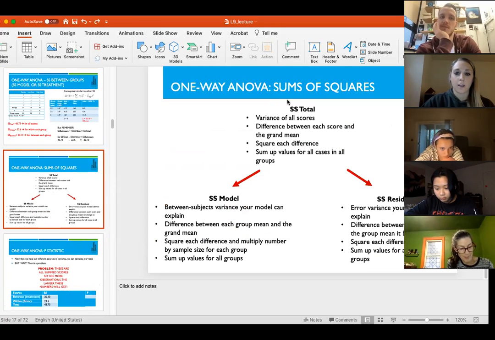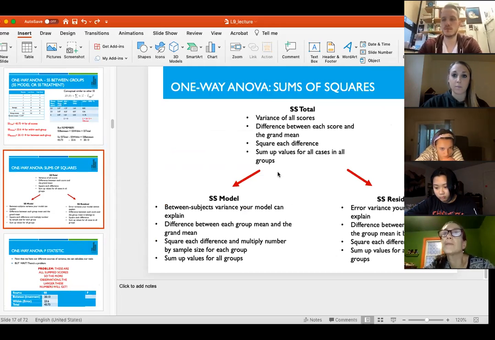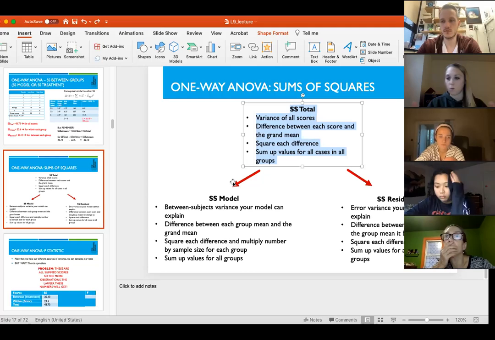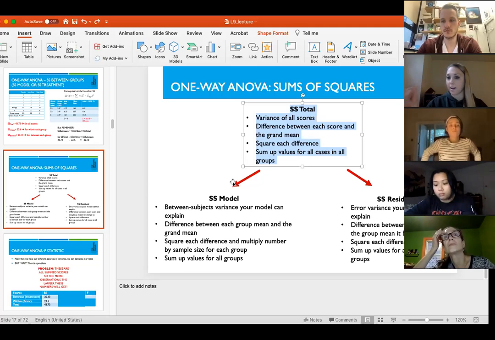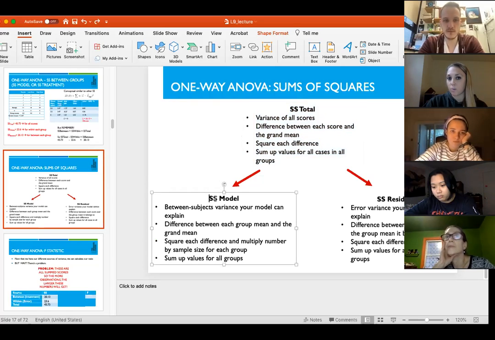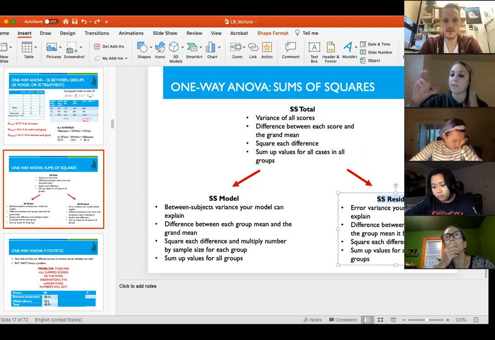All right, so another way to think about this, now that we have our sums of squares, just to visually map it out: our sums of squares total is the variation of all of our scores, the difference between each score and the grand mean. Then we're splitting that into sums of squares model, or between groups, or treatment, and sums of squares residual, or error, or within groups. Eventually we want to take the ratio of model over residual and see if that ratio is sufficiently large to reject the null on our F distribution.